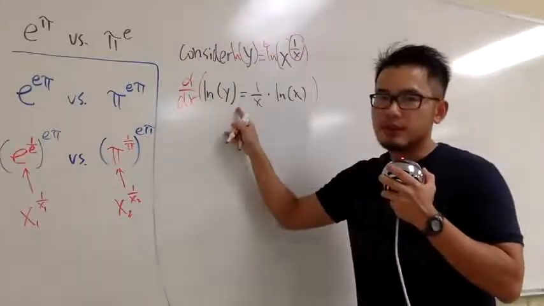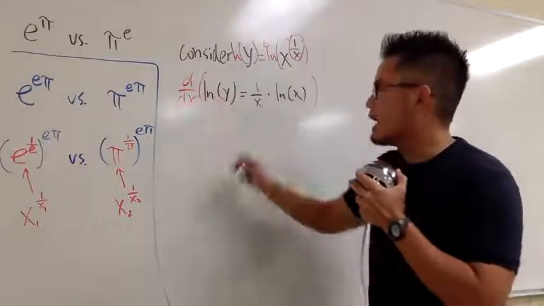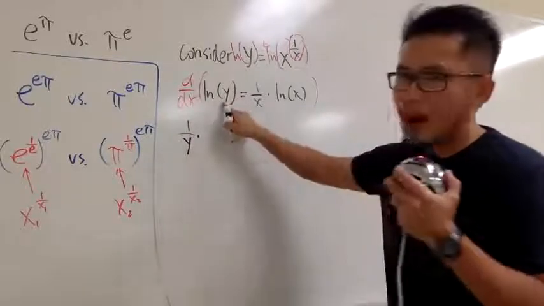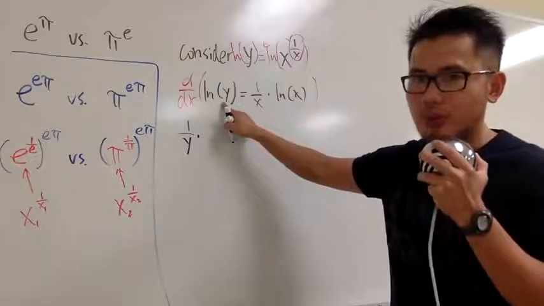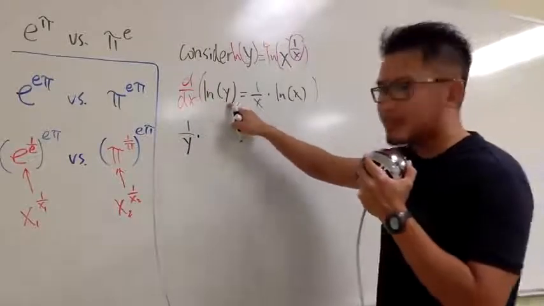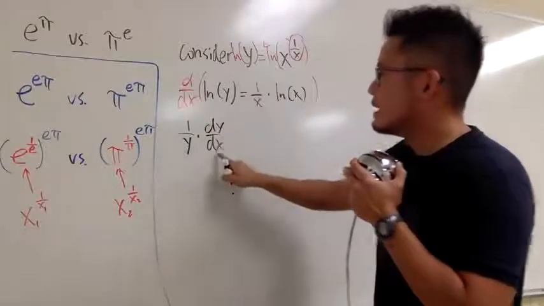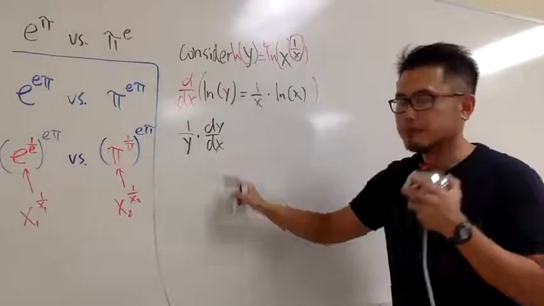So let's look at this first. The derivative of ln y is first 1 over y, but then y is a function of x. So we have to multiply by the derivative of that, which will be dy/dx. And that's the derivative that we need.